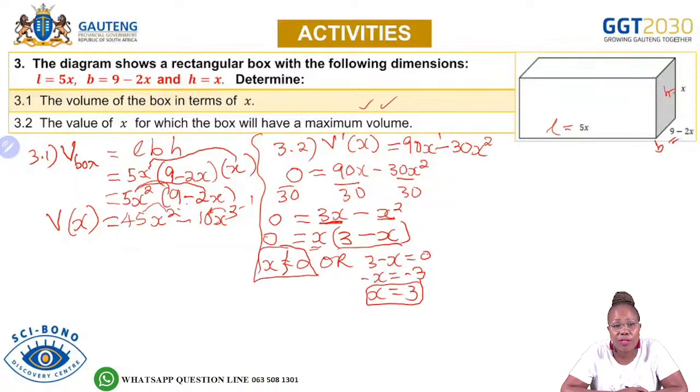x equal to 3. So grade 12, this simply means after calculating, verify whether your answers will be applicable to the type of question that you are having. There's no way you can have a side of a container being 0. That is why we are cancelling x equal to 0 to be our answer.